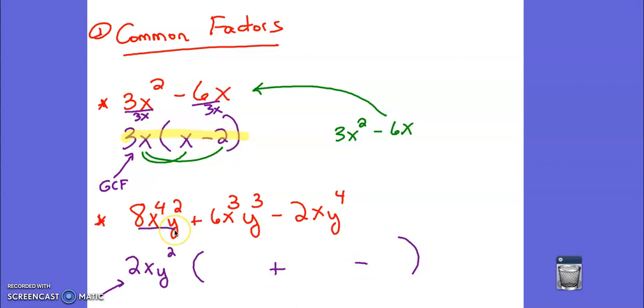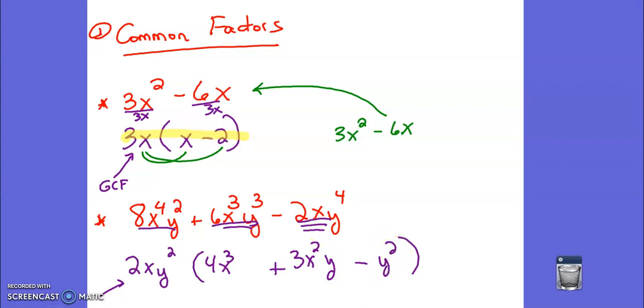So you're going to divide this by 2xy squared, and you're left with 4x cubed. Notice there is no y. You're going to divide the second one by 2xy squared, and that's going to be 3x squared y. And then notice you're going to divide the third one by 2xy squared, and you're left with y squared. And again, you can check it by using the distributive property.